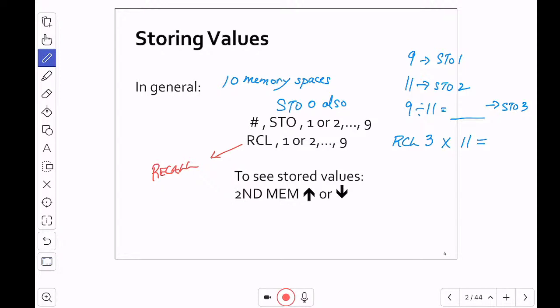All right, so let's do this. Let's enter all these numbers again. So 9 in store 1, 11 in store 2, 9 divided by 11 in store 3. Then we're going to recall this result because we don't want to type that in. We don't want to key that or type that on our calculator. We might make a mistake, right? So to avoid that, we use the memory key.